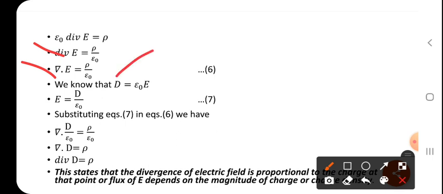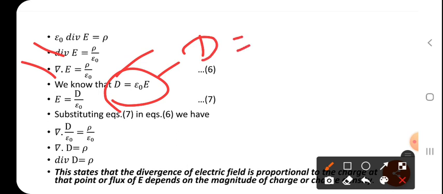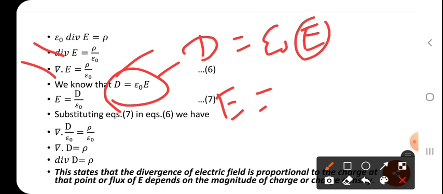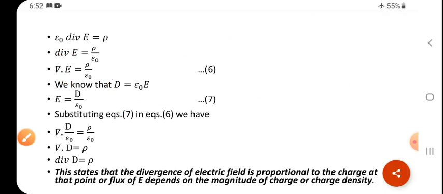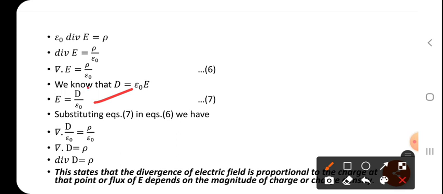We know the relation between D and E. I will do one video on this also next time. Now D is equal to epsilon naught times E. From this, E is equal to D by epsilon naught. So in the place of E, substitute D by epsilon naught. When you substitute like this, these two get cancelled. Del dot D is equal to rho.